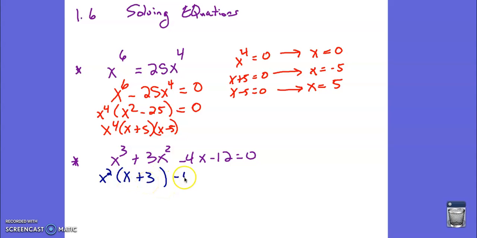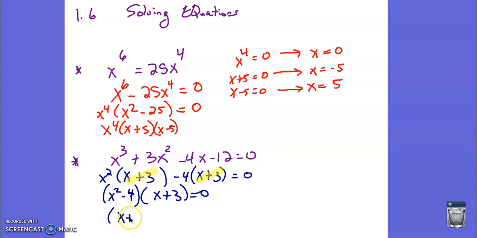Look at the next 2 terms. You have negative 4, and you have x plus 3. And these guys will always match. So you have x squared minus 4, and then the x plus 3. And notice this factors x plus 2, x minus 2. And when you set them equal to 0, you're going to get plus or minus 2 and negative 3.